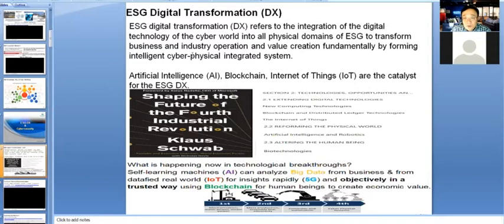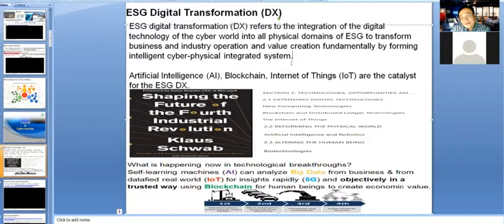So they put the cyber world into all the physical domains of ESG. The traditional physical world can integrate with this cyber world to transform business and industry operations and value creation fundamentally. They change business and industry operation and value creation by forming an intelligent cyber-physical interaction system.